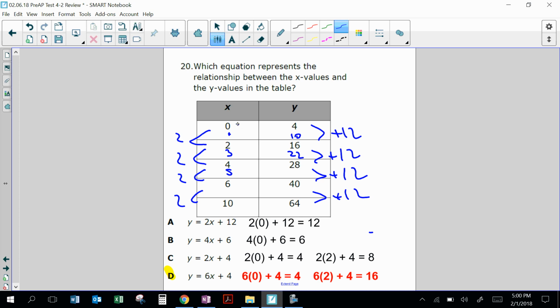So if it's changing by 6 times the 0 number, that would be 0, plus 4. 6 times the first number is 6, plus 4 more is 10. 6 times the second number is 12, plus 4 is 16. 6 times the third number is 18, plus 4 is 22. D is the only one that shows 6x plus 4. Here's another way to check your work. What if I multiply x by 0? 6 times 0 is 0, plus 4, it works. The rest will not work. So this is the test 4-2 review.